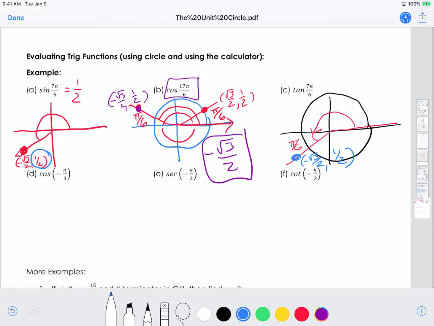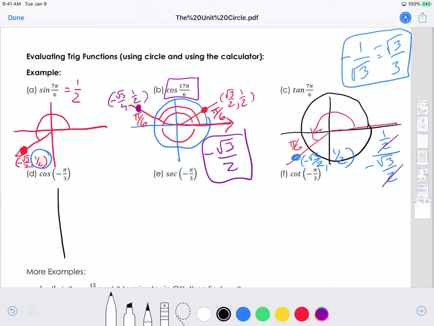Now, the tangent is your value of sine over cosine. Since sine is 1/2 and cosine is -√3/2, I take 1/2 divided by -√3/2. I cross off my 2's, and my final answer is going to be negative 1 over the square root of 3. I can rationalize that if I want and make it negative square root of 3 over 3. Either way, this is my answer for tangent. You can check it in your calculator and get the decimal approximation. Your calculator won't give it to you in exact mode because it can't do irrational numbers in exact mode.